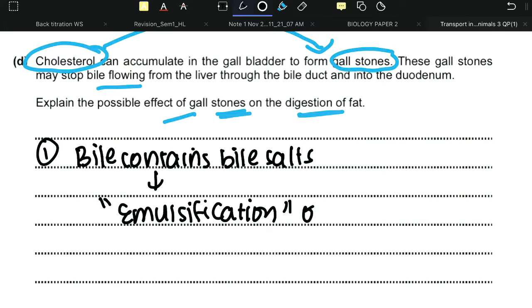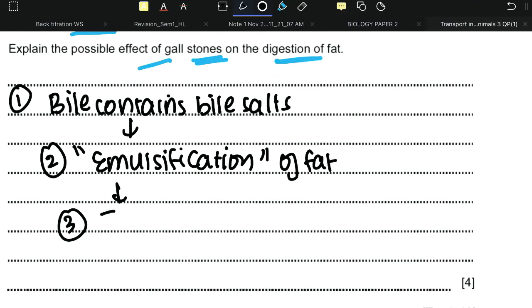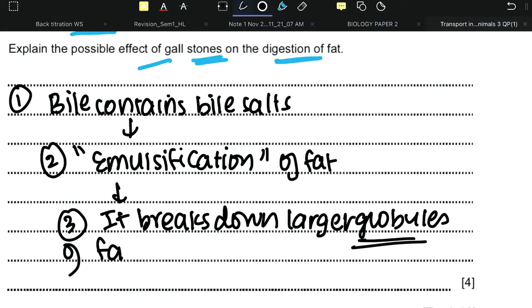So it helps in the emulsification of fat, and what exactly is that? It's the fact that it breaks down large globules of fat into smaller globules. And the term globules is very important. It's a very good term to use. So it breaks down larger globules of fat into smaller globules, all right, into smaller globules.